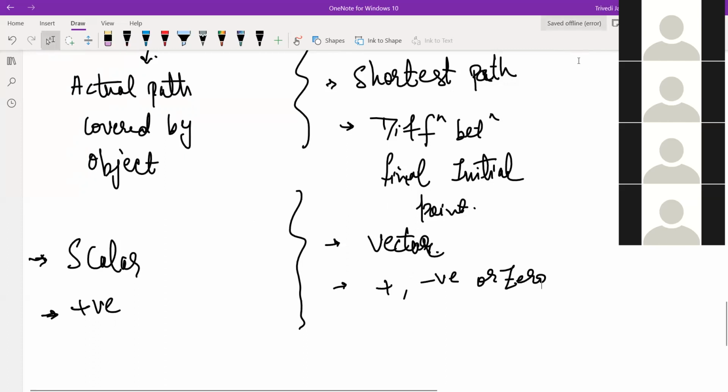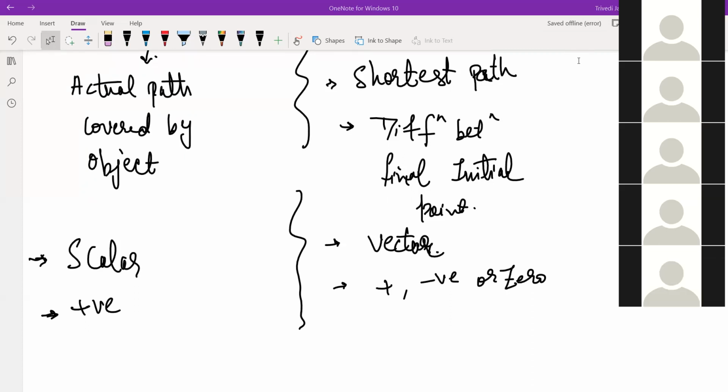So distance is denoted by D and displacement by S. Fine. I want someone, let's say Vedika, are you there? Yes. I want you to give an example where there is a negative displacement. When can you have negative displacement?